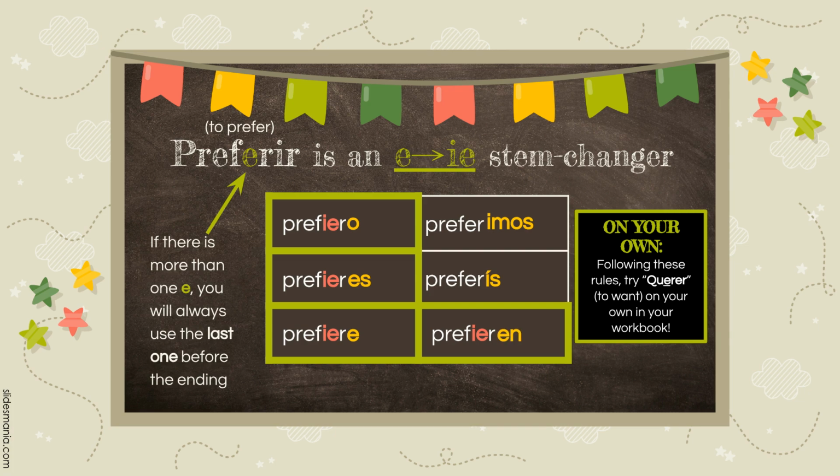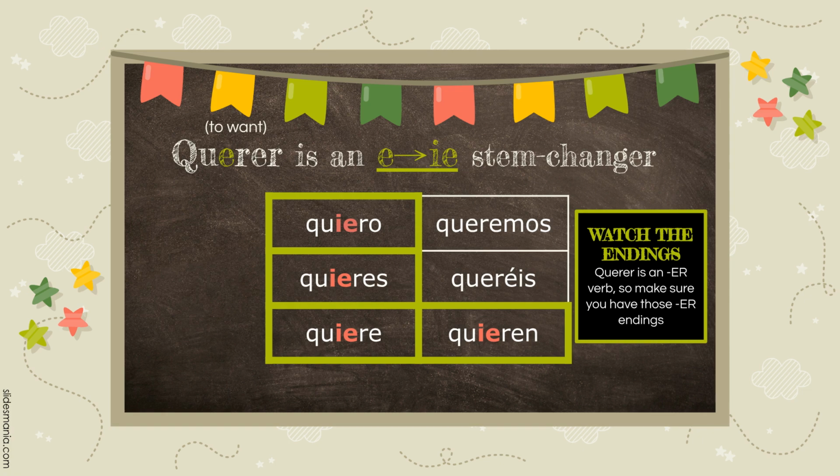Now, using the same rule, the same type of stem changer, pause this video now and practice conjugating querer on your own. I'll give you the answers in a second. All right, here is querer, all conjugated. It is also an E to IE stem changer, just like preferir, but the difference is that it is an ER verb, so it's going to use the ER ending. So pause to check your spelling.